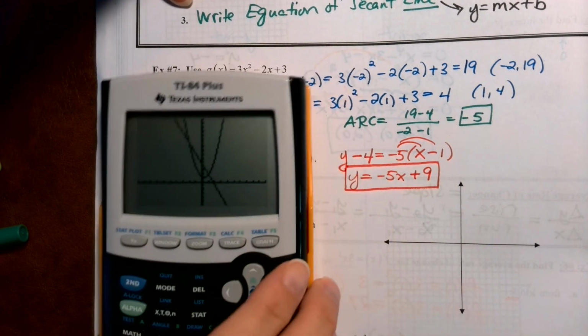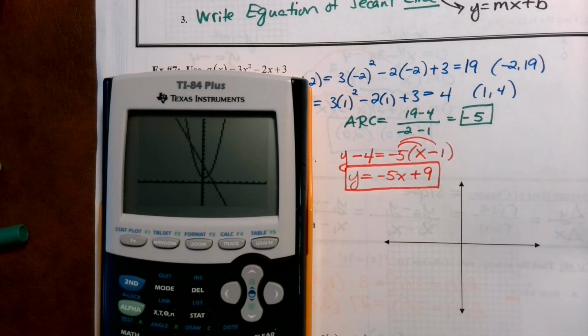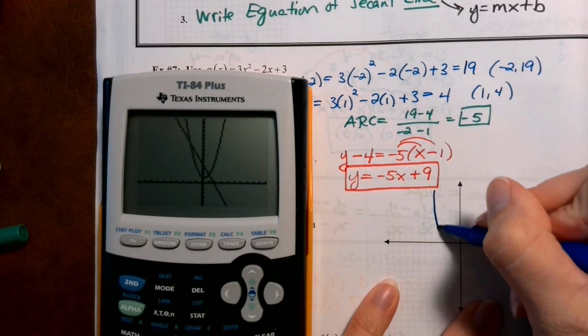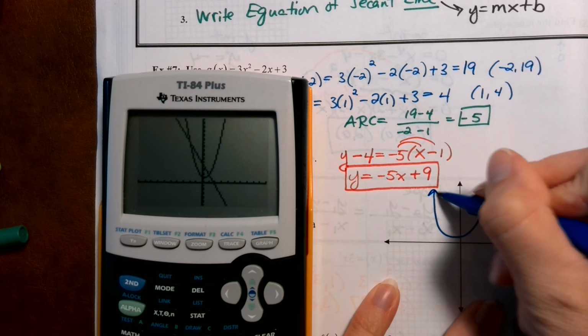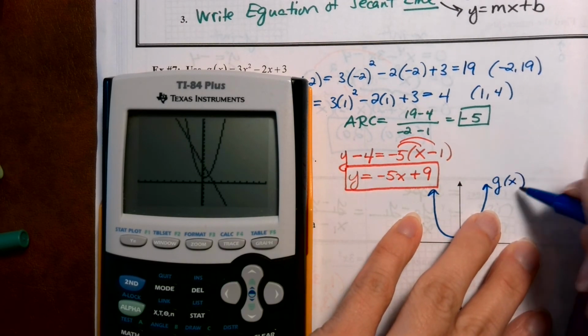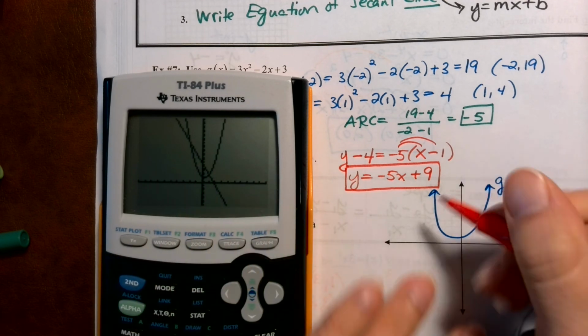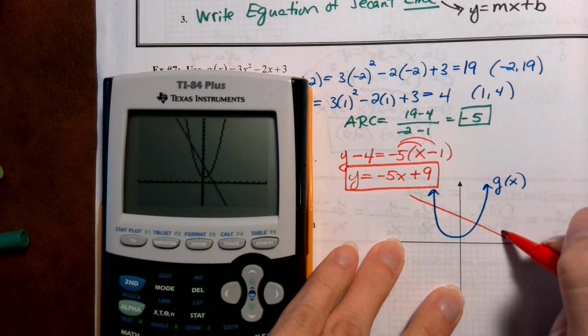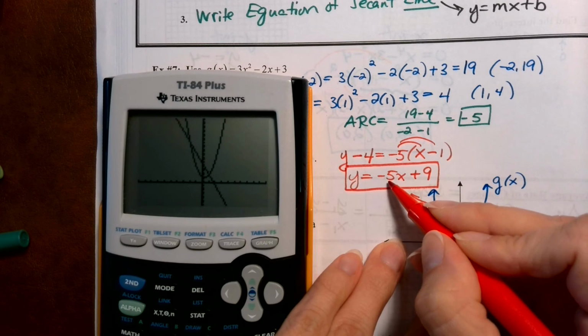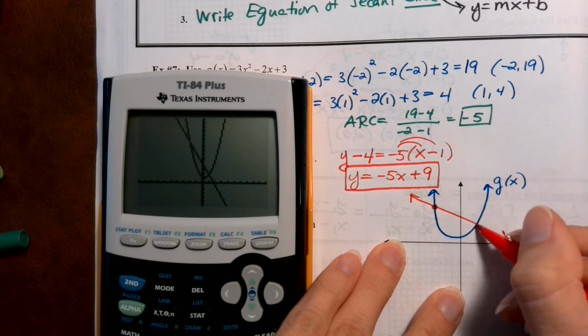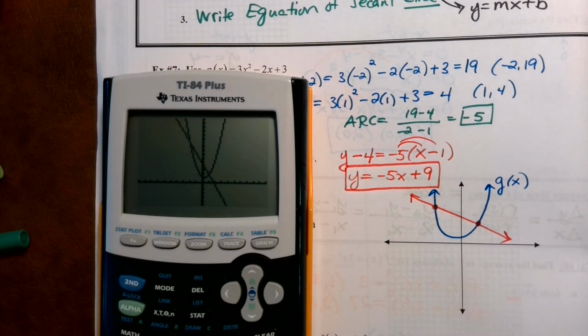Okay, so let's just draw a sketch of what we're seeing. Okay, so I have the parabola, which is called g of x, and then I see this secant line touching twice. Okay, it is a downhill line, just like I thought it would be. Okay, secant line touching two places.